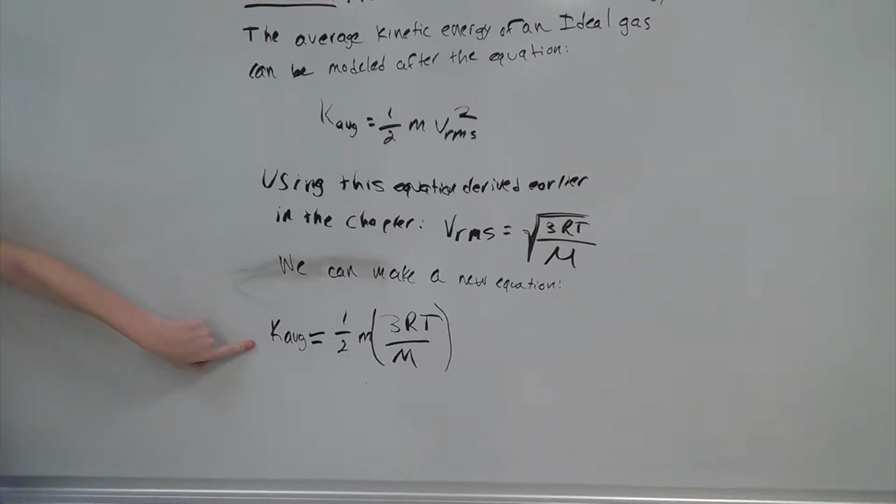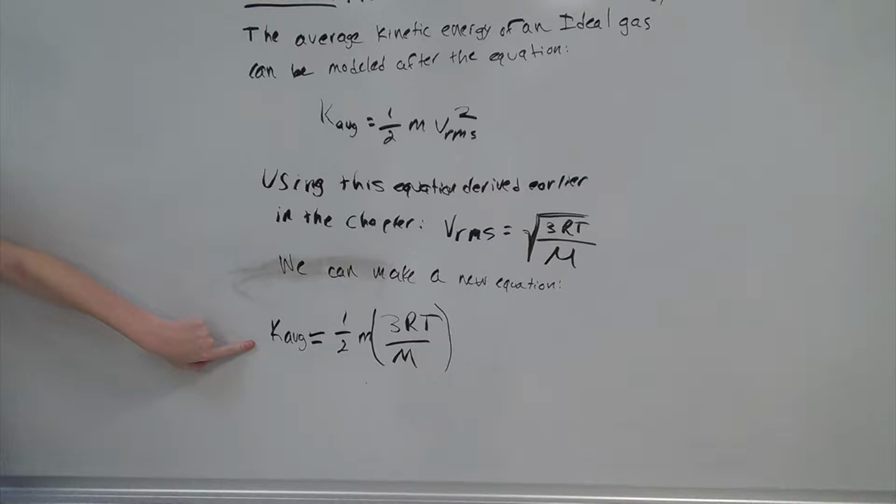So let's define some variables, because you might not understand what's happening, or the variables might be vague. K average is still the average kinetic energy of the ideal gas. Lowercase m is the mass of a molecule. Big M, which is on the bottom, is the molecular mass of the ideal gas.